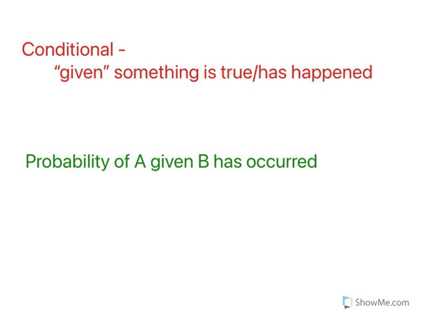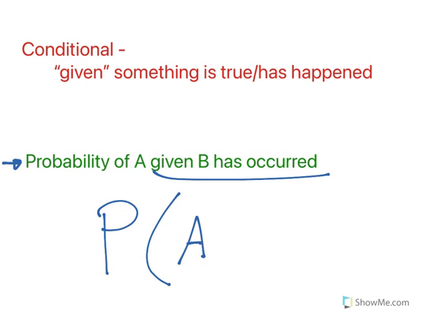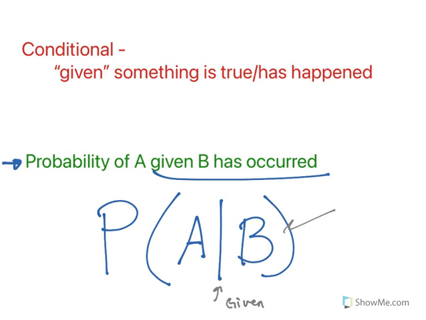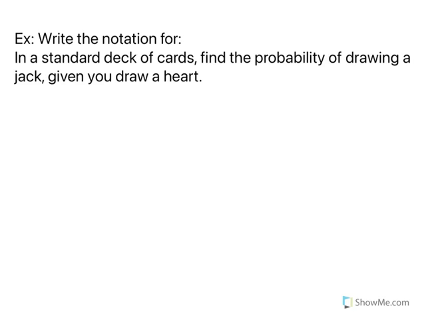All right, so how we write this, the probability of A given that B has occurred. So B has happened, and now how does that impact the probability of A? So we would write that as the probability of A given B. Okay, so this line right here means given. So that means the second piece is what has happened. All right, so in this case, B has happened. Because of that, how does that impact the probability of A? Okay, so let's look at this.